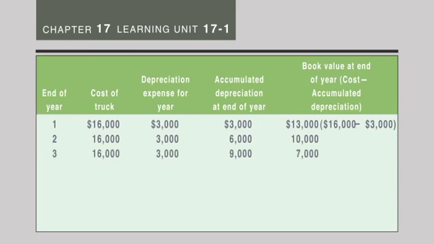Year 3, 16,000, same depreciation, it's straight line, 3,000. Accumulated builds up to 9,000. And our book value keeps dropping by 3,000 to 7,000.